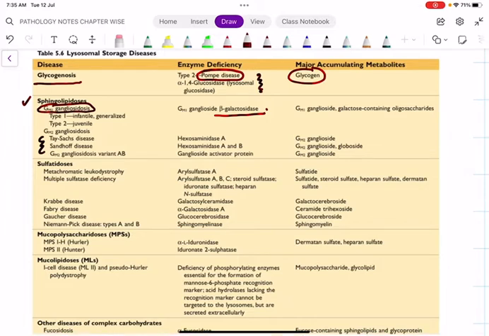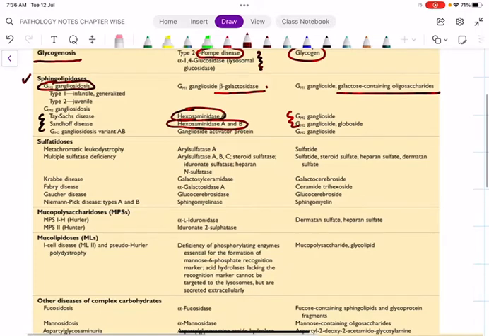Out of that, Tay-Sachs and Sandhoff are most commonly asked. In Tay-Sachs disease, hexosaminidase A is defective, whereas both A and B are defective in Sandhoff disease. In both, GM2 gangliosidosis is accumulating. Whereas in GM1 gangliosidosis, it is beta-galactosidase, so galactose containing oligosaccharides will be accumulated.